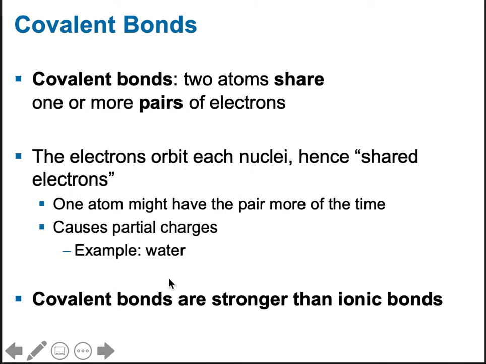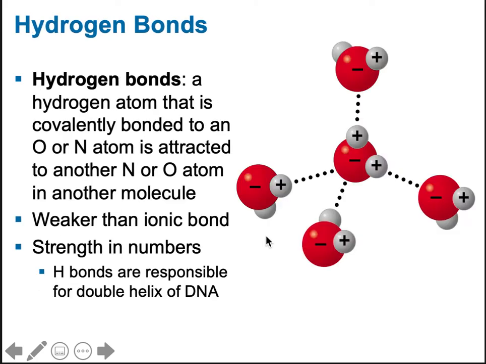Covalent bonds are much stronger than ionic bonds. It will take more energy to break the covalent bond than ionic. Okay, hydrogen bonds, on the other hand, are just weak attractions. Right? They're attractions. They're not true bonds. Okay, so hydrogen bonds involve a hydrogen atom that is covalently bonded to oxygen or nitrogen.